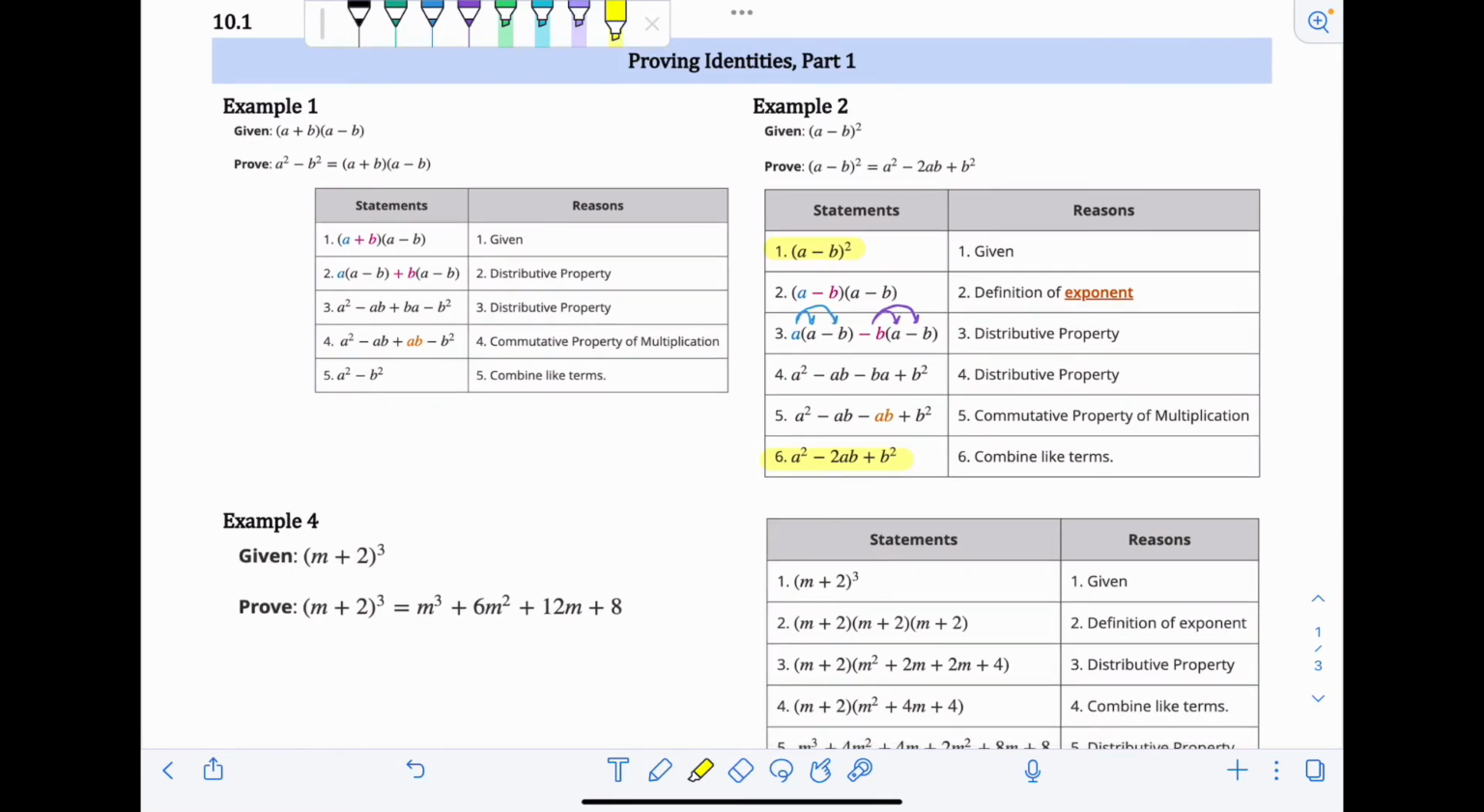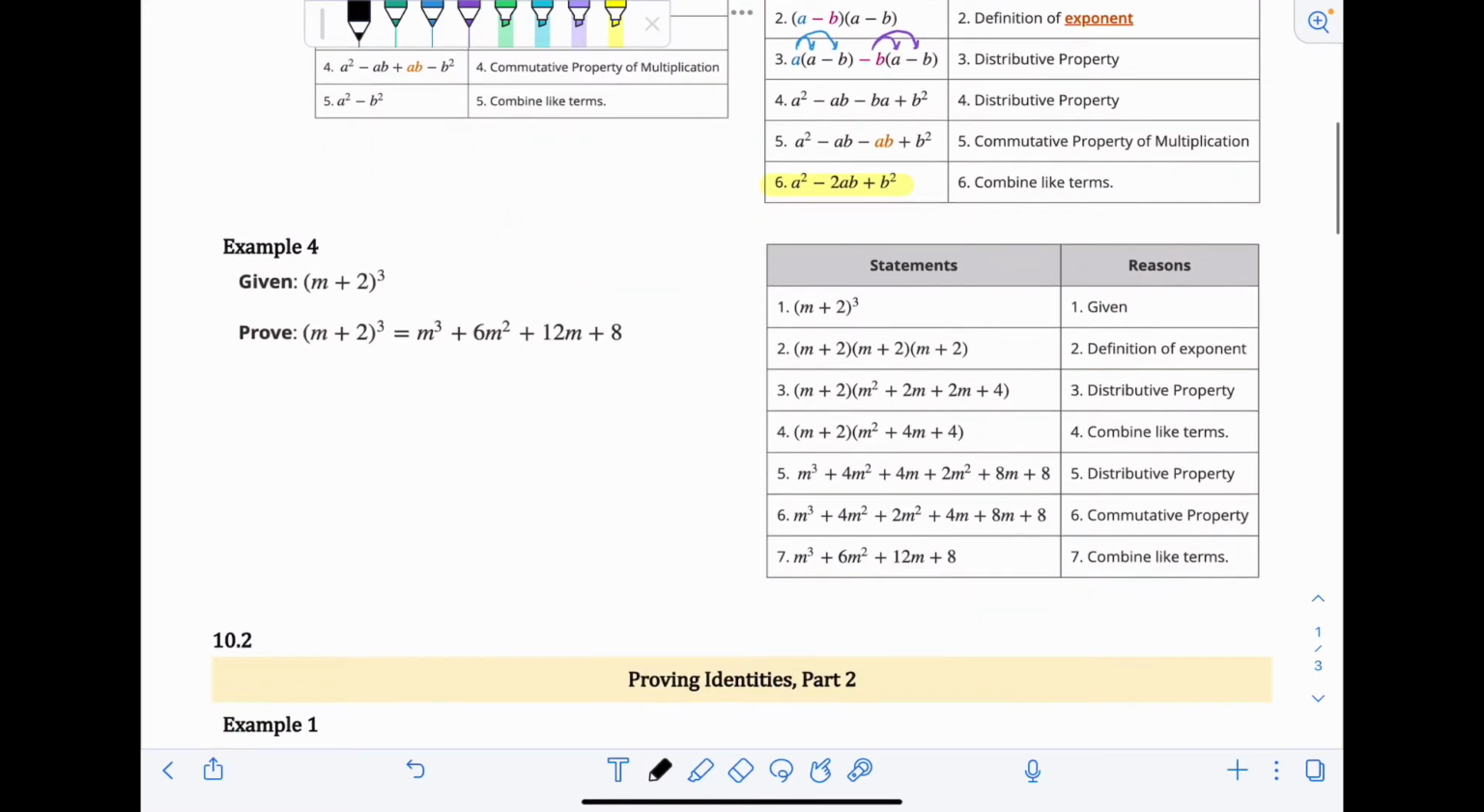Okay, so we skipped to example 4. There is an example 3, but it's the same as example 2. It's just a sum, like the sum version of the perfect square trinomial. So it's essentially the same thing.